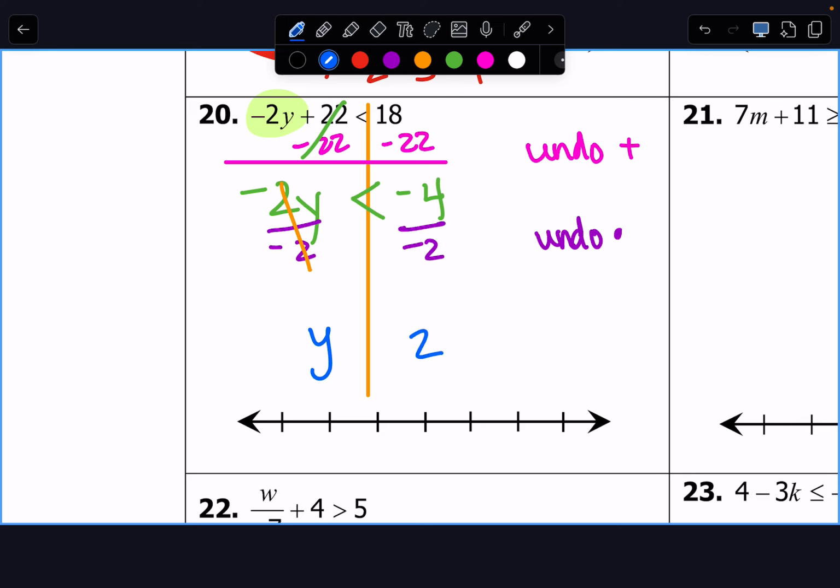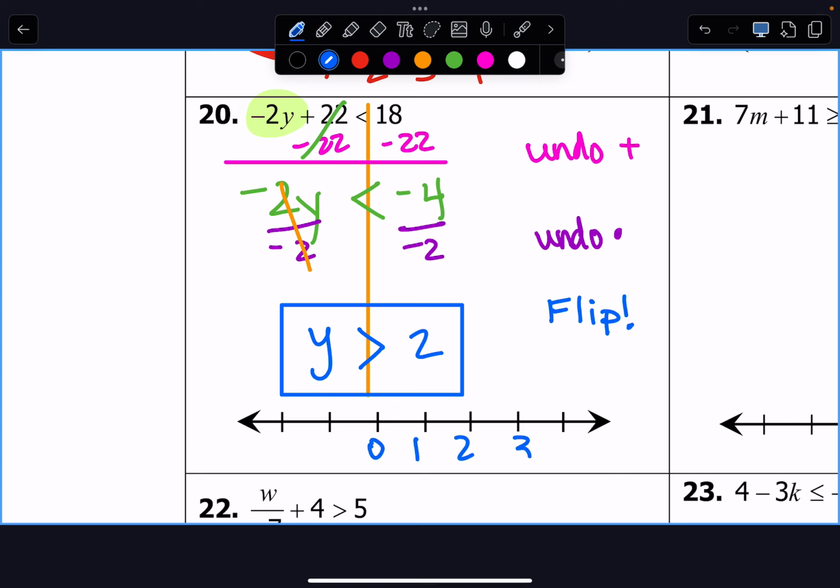But this is where some of us maybe didn't think it all through. Did we multiply or divide by a negative? Yes, which means we have to flip the sign. So we need to flip this to greater than. It should be y is greater than 2. So we're going to put an open circle at 2 and shade to the right.